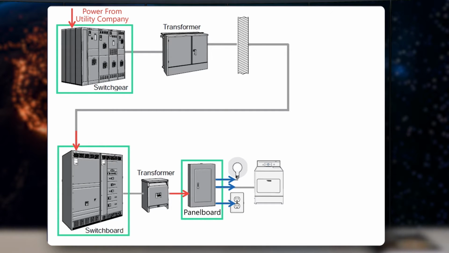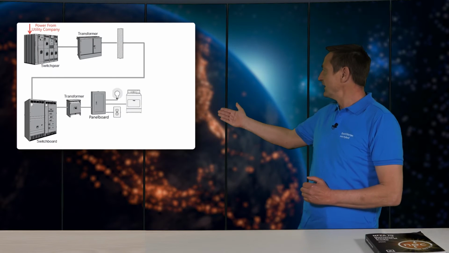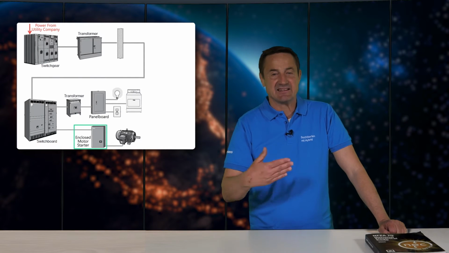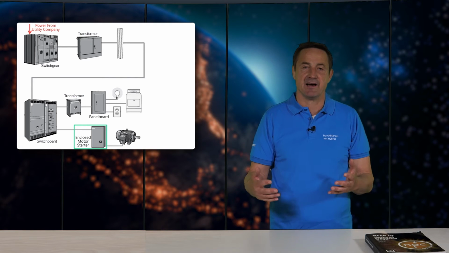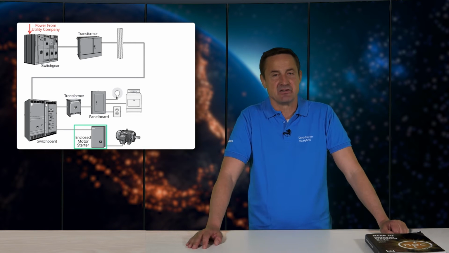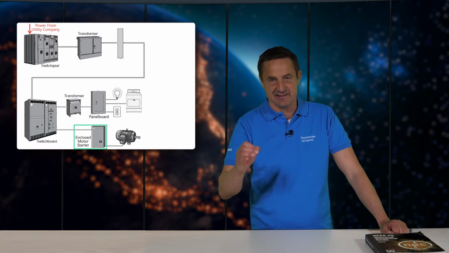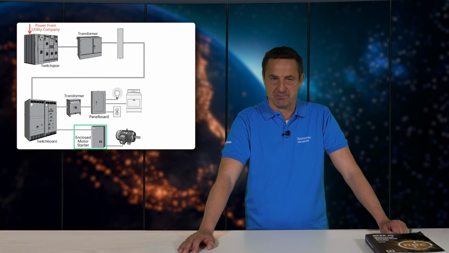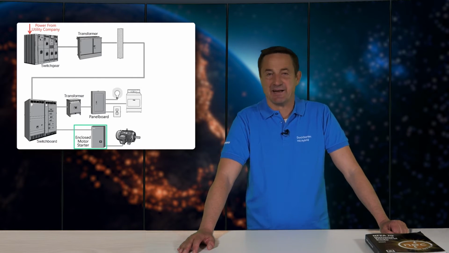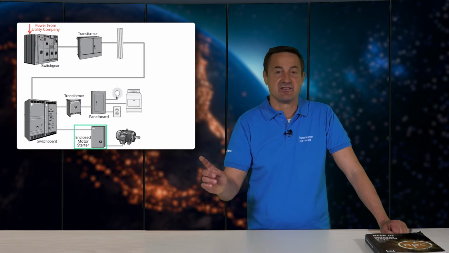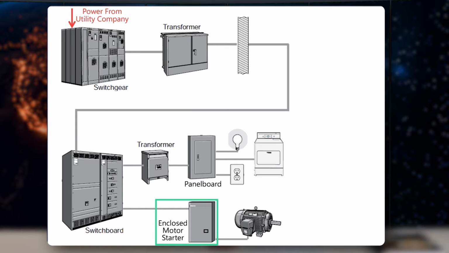But I also want to talk about other electrical cabinets used for industrial applications, which also look pretty much like these distribution boards. Here you see an enclosed motor starter as an electrical cabinet, also directly supplied from the switchboard, which contains all electrical components to control and to protect a single industrial motor. It looks really like a little panel board, but there's no bus bar system inside for power distribution.